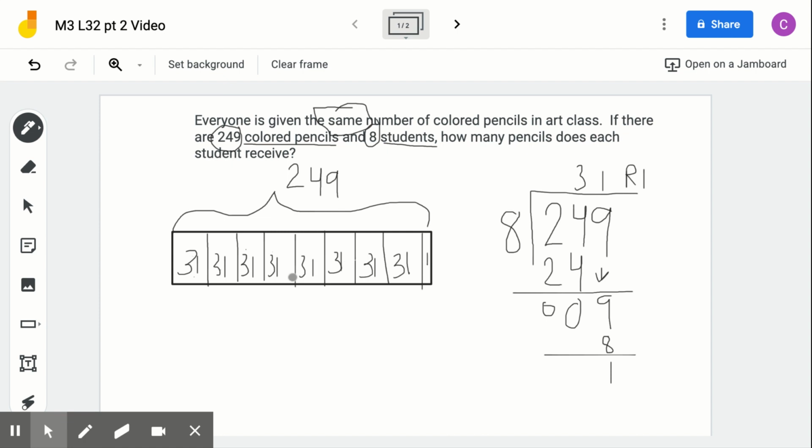So if I were to add up all these 31s, or do 31 times 8 plus one more, I should get 249. Let's try that out. Let's check our work. I'm going to change my color. So I'm going to do 31, my answer, my quotient, times my divisor 8.